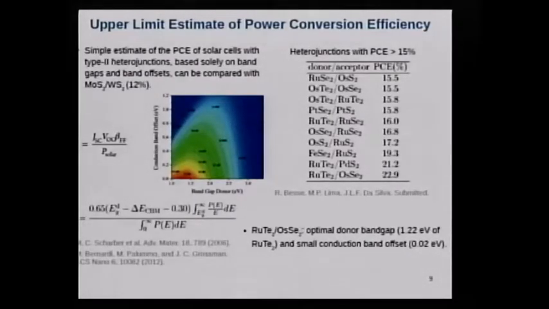Just a brief comment about this type of model. What property does it take to give a good efficiency in this model? To illustrate that, I have selected the case with the highest efficiency, and this is the ruthenium telluride and osmium diselenide junction. In this case, we have an optimal donor band gap, 1.2 to 2.2 eV, which is an optimal band gap for the solar light absorption, also for the open circuit voltage. And we see also a small conduction band offset between the materials, which in this case is of only 0.02 eV.